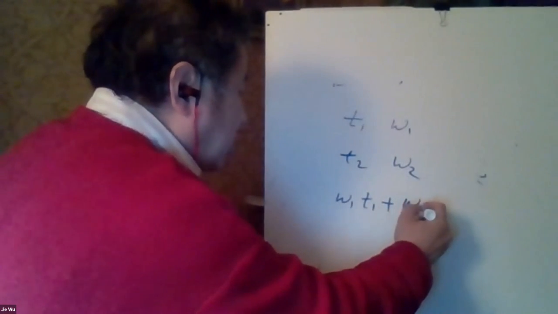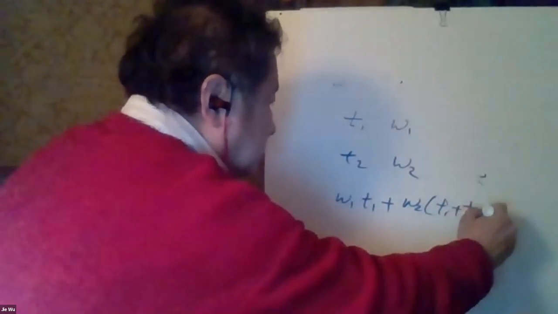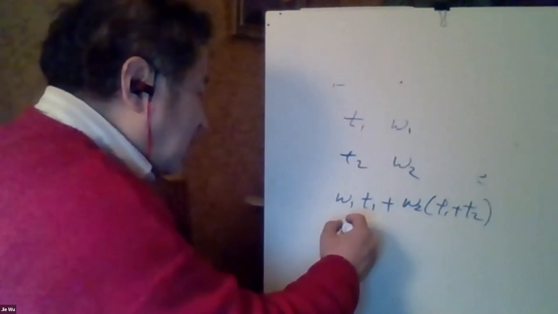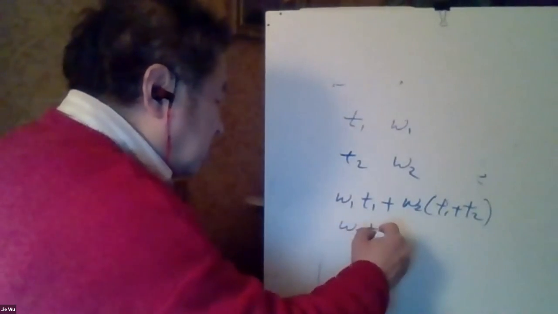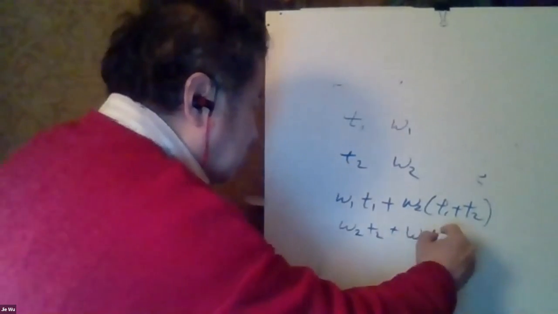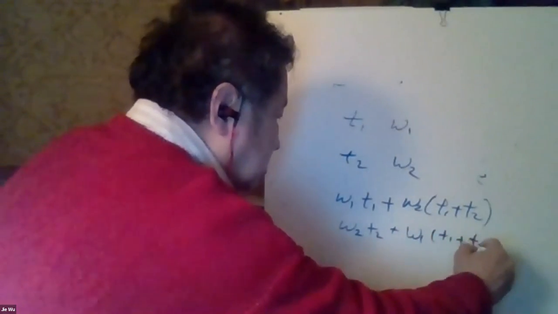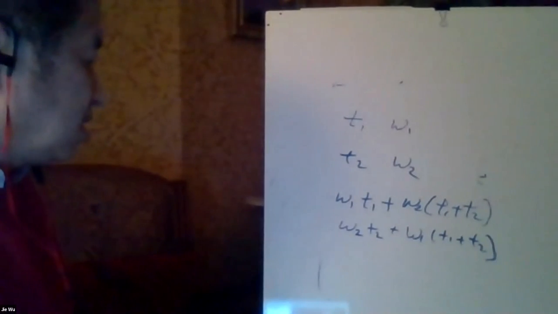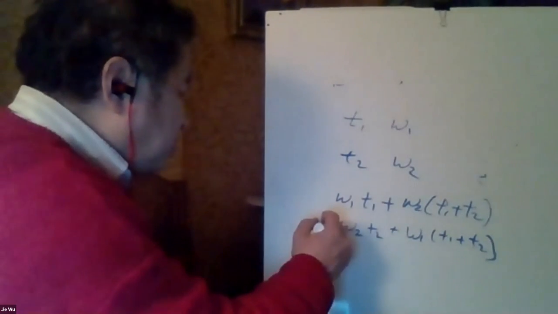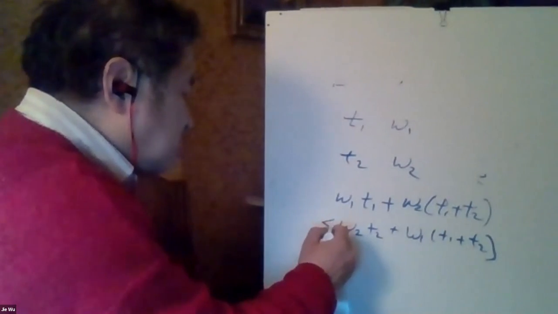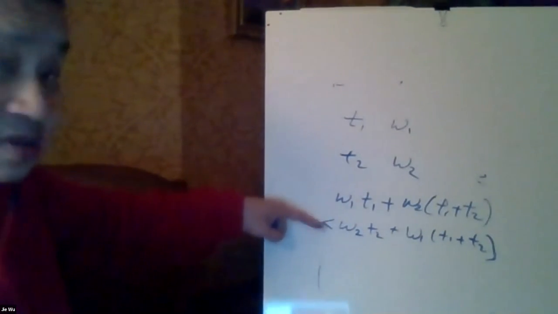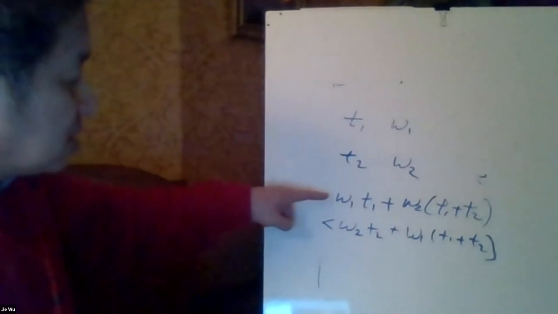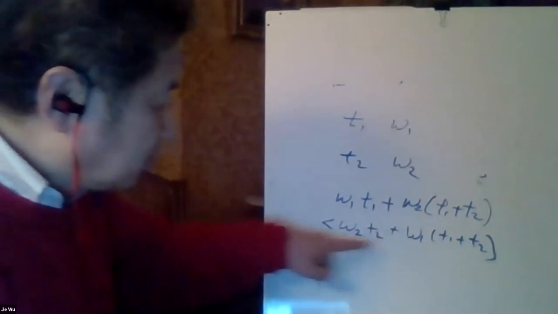Then the other one is weight two, T1 plus T2. So that's the one. Then what you compare with the other option is weight two, T2, plus weight one, T1 plus T2. Suppose this one should be smaller than this one. Then you want to see what's the condition. You pick whichever is smaller, then you should pick what to schedule. This means that you schedule one followed by two, versus two followed by one.